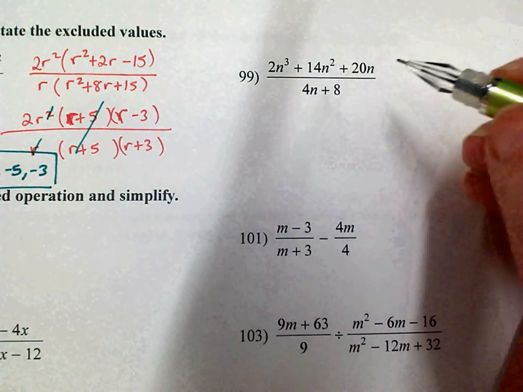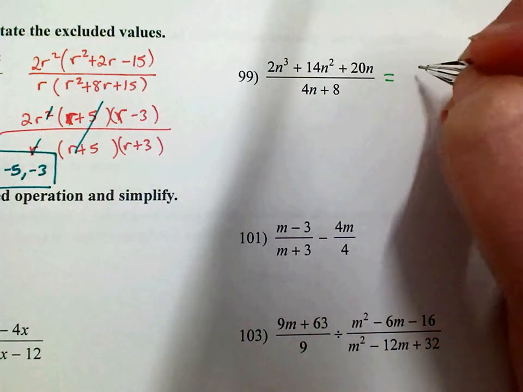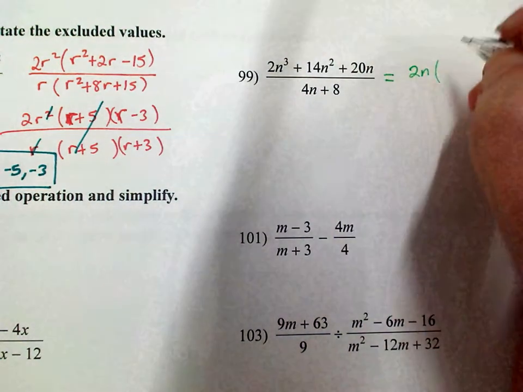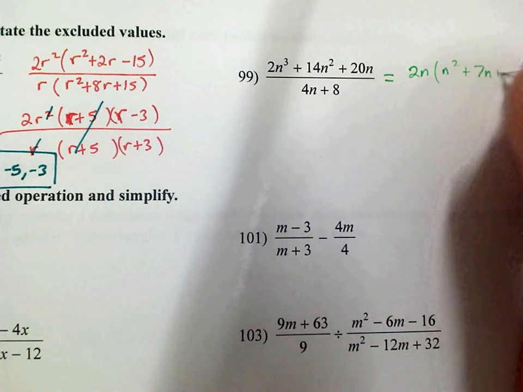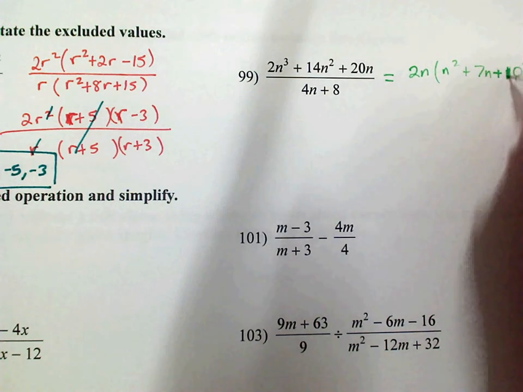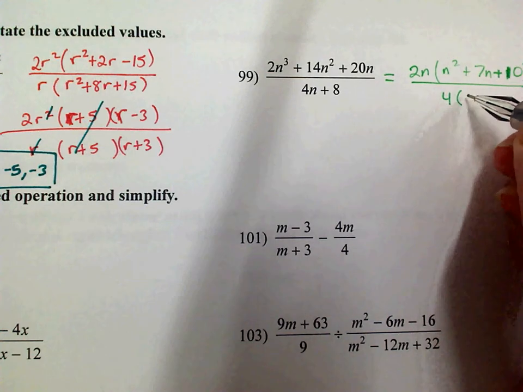Okay, so number 99. I want to factor out the common factor. They're each even, so I'm going to divide out a 2, and they each have an n in them. So I'm going to factor out an n, and I'm left with n squared plus 7n plus 10. And then in the denominator, I can factor out a 4, and I'm left with n plus 2.